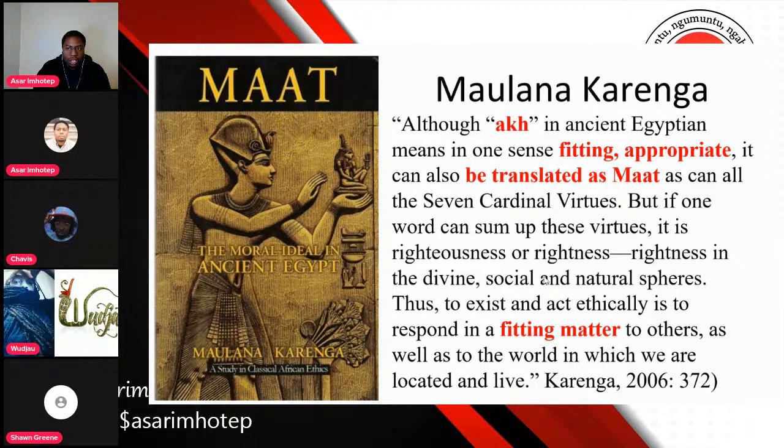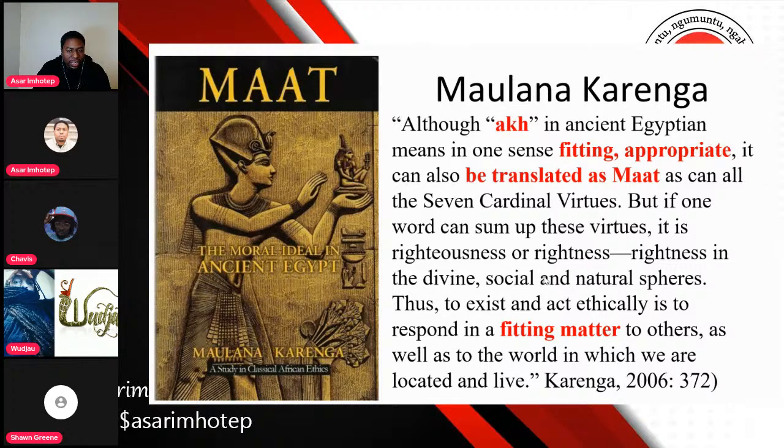So as I was saying, Maulana Karenga's text Ma'at: The Moral Idea in Ancient Egypt, which was the book form of his second PhD dissertation on the same topic. And he mentioned something here that we can prove, which we're going to do in just a second. He says, although ak, that same word we've been looking at, in ancient Egyptian means, in one sense, fitting, appropriate, it can also be translated as ma'at, as can all 7 cardinal virtues. But if one word can sum up these virtues, it is righteousness or rightness.